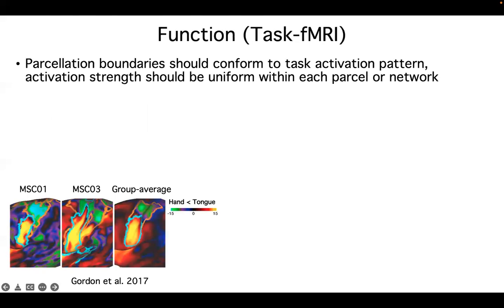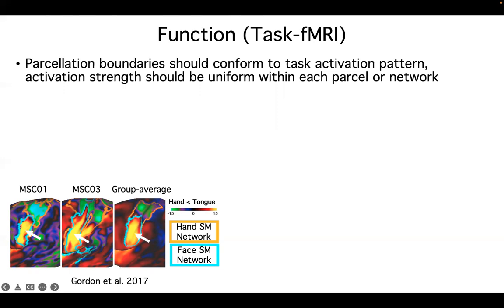To evaluate function, we can use the task functional MRI data. Here, I'm showing you the task contrast maps and the corresponding resting-state network boundaries of 2 MSC subjects, together with a group average map. Blue indicates strong activation in response to hand movements, which corresponds nicely to the orange somatomotor boundary. The yellow indicates strong activation in response to tongue movements, which corresponds well to the blue somatomotor boundary.